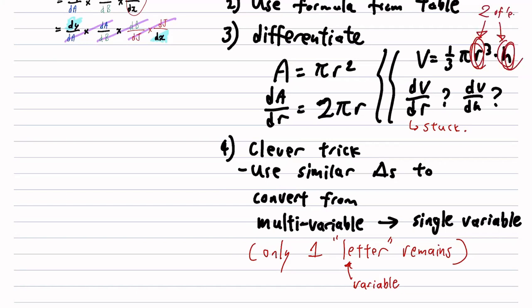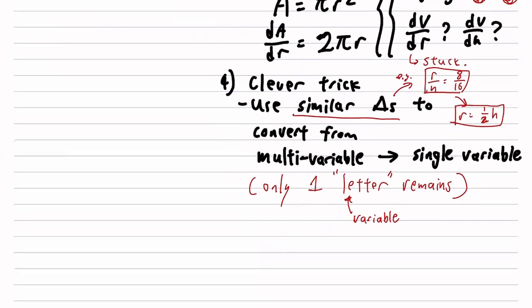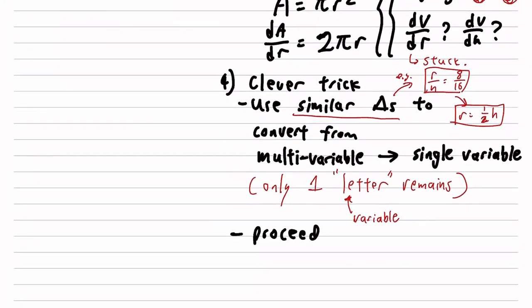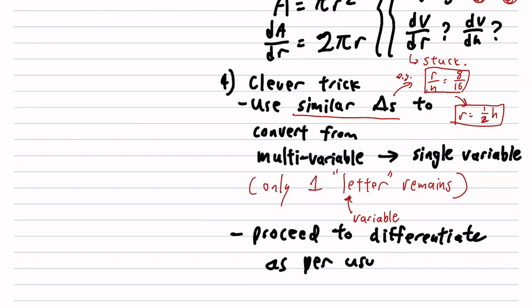Two of them, too difficult. Multi-variable, multi means two or more. We don't want to deal with that. We want single variable, one only. So we have to come up with similar triangles, and then we realize R over H equals 8/16, if you recall. And then finally we get R equals half H. So you can convert from multivariable into single variable, and then you can proceed to differentiate as per usual.